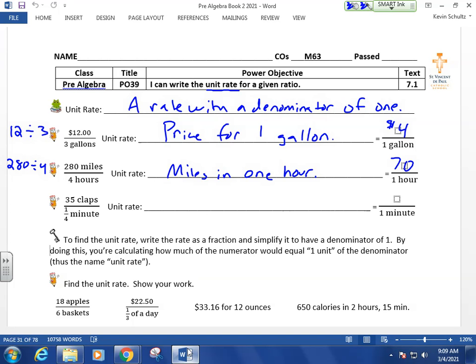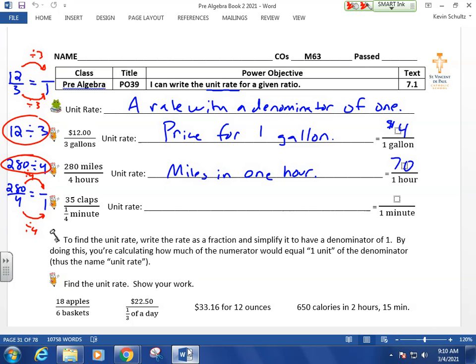And the reason why we're allowed to do that, the reason why that works, is because we're essentially taking this rate of 12 over 3 and we're saying, okay, what is that over 1? We are taking this rate of 280 over 4 and saying, what is that over 1? The scale factor to get from 3 to 1 is divide by 3, which means we're going to be dividing 12 by 3 as well, which we did here. The scale factor from 4 to 1, we're going to be dividing by 4, which means we're going to divide by 4 up top. 280 divided by 4 is exactly what we did.